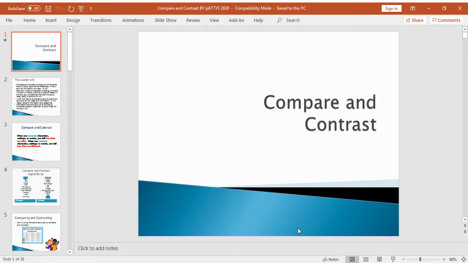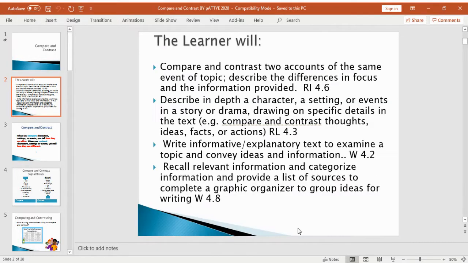Have you ever had to decide what was the best thing to buy? Or choosing between two things that you really like? Well, today we are going to learn ways to help us compare and contrast. We will look at characters, setting, or events in passages to determine how they are alike and how they are different. We might even compare their thoughts, their ideas, their facts, and their actions.